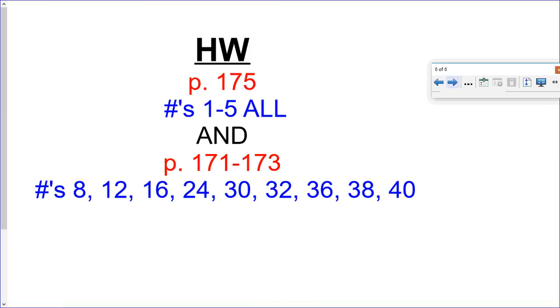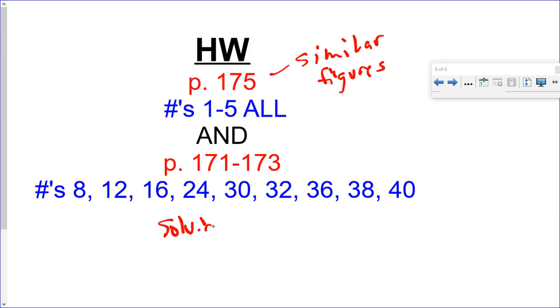All right, so now you guys will head in and on page 175, this is your similar figures. And down here below, this is solving using cross products. Work on those here in class. Whatever you don't get done is homework, and I will see you guys tomorrow.